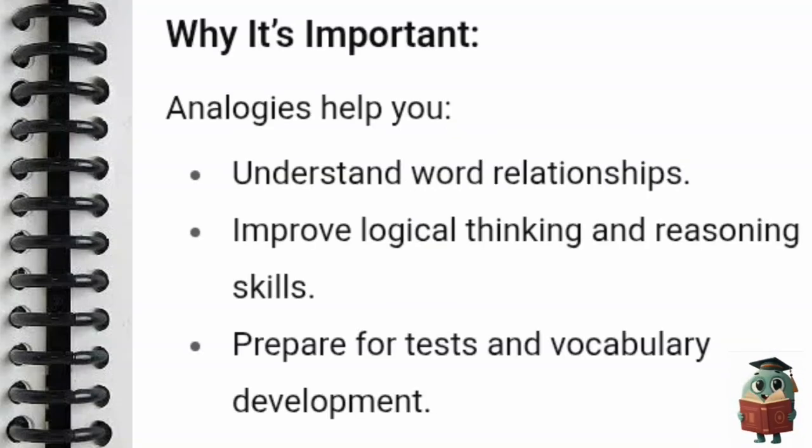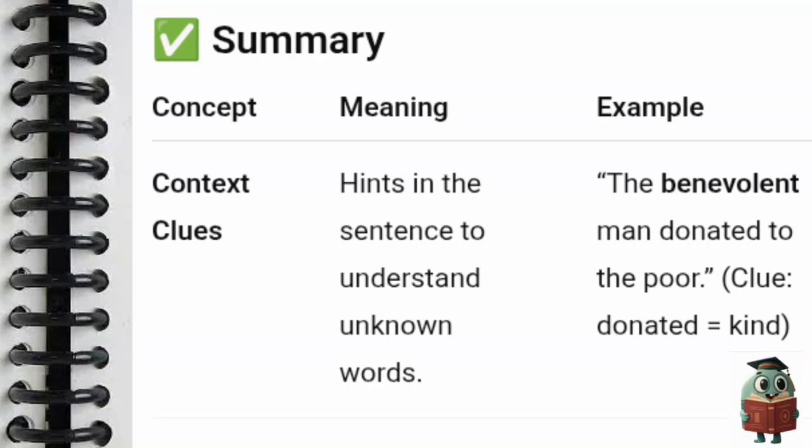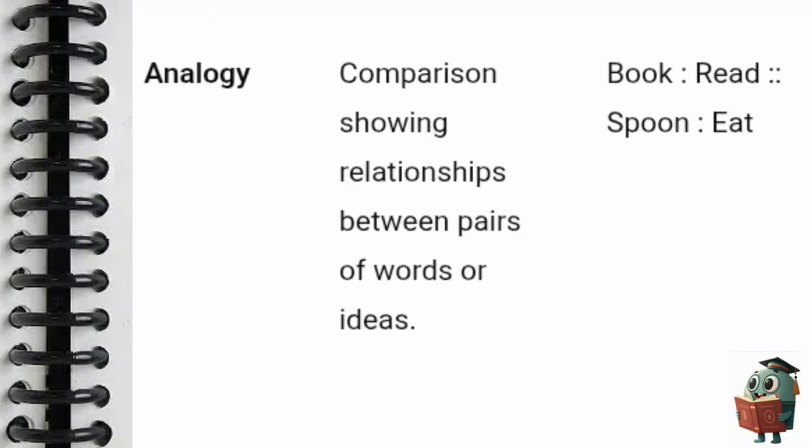Why it's important: Analogies help you understand word relationships. Improve logical thinking and reasoning skills. Prepare for tests and vocabulary development. Summary: Context clues are hints in the sentence to understand unknown words. Example: The benevolent man donated to the poor. Clue: Donated means kind. Analogy is the comparison showing relationships between pairs of words or ideas. Example: Book is to read as spoon is to eat.